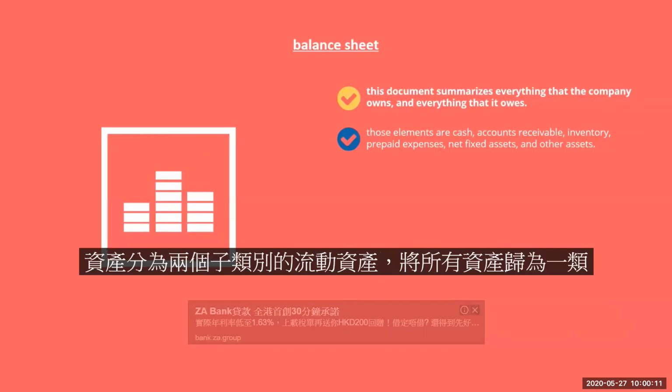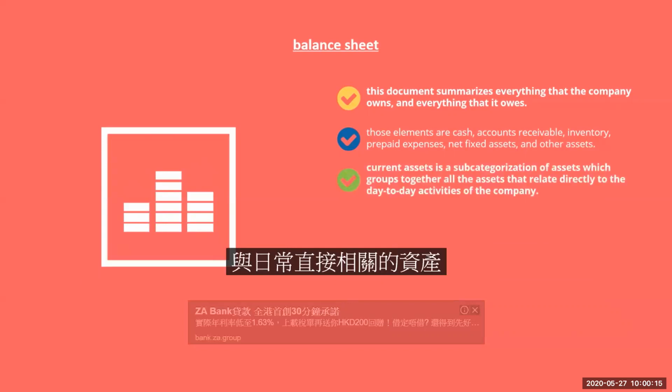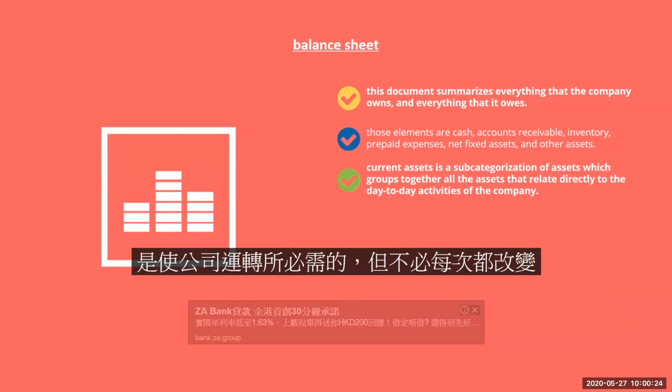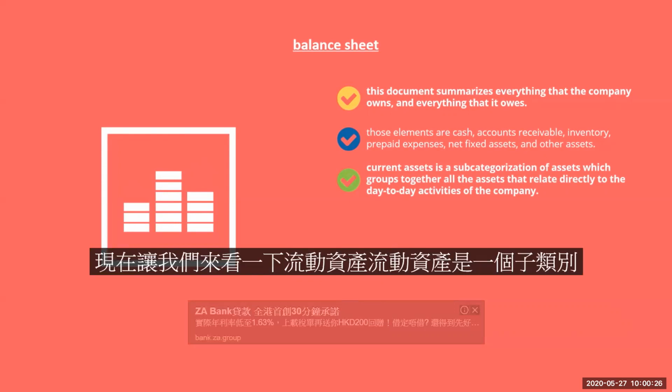Those assets are split into 2 subcategories: current assets, which group together all the assets that relate directly to the day-to-day activity of the company, and fixed and other assets, which are investments that have been made to enable such things as production or having office space. Those are necessary to make the company work, but are not necessarily changing every year. Now let's look at current assets.